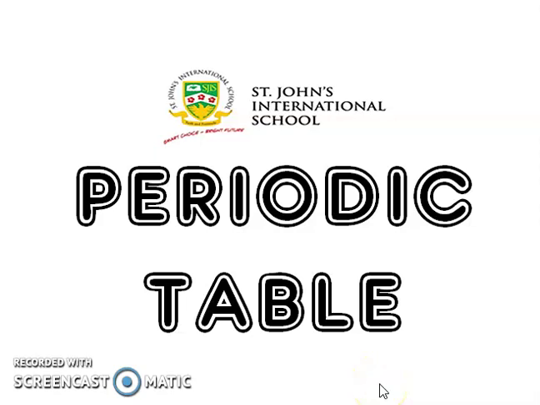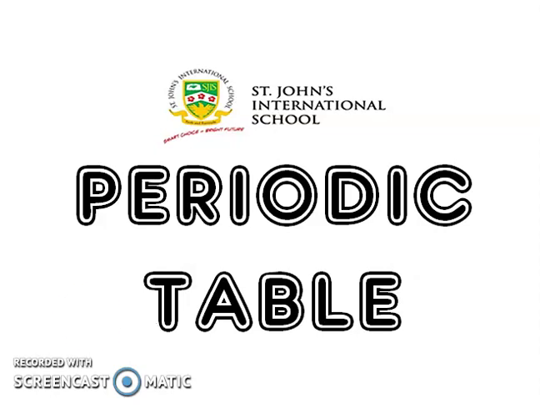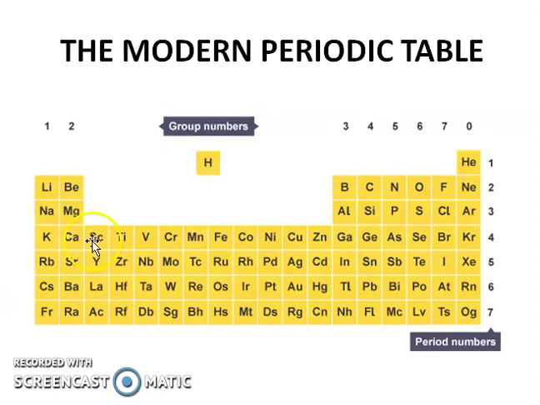So what is the periodic table? I'm very sure you have come across something like this. We call this the modern periodic table. As you can see, this periodic table is full of squares containing alphabets. Do you know what these alphabets stand for? They are the chemical symbols of metals and nonmetals arranged according to their properties.